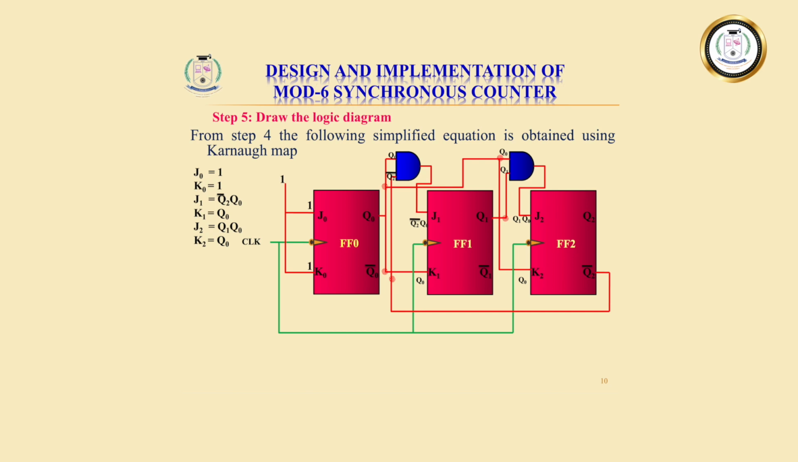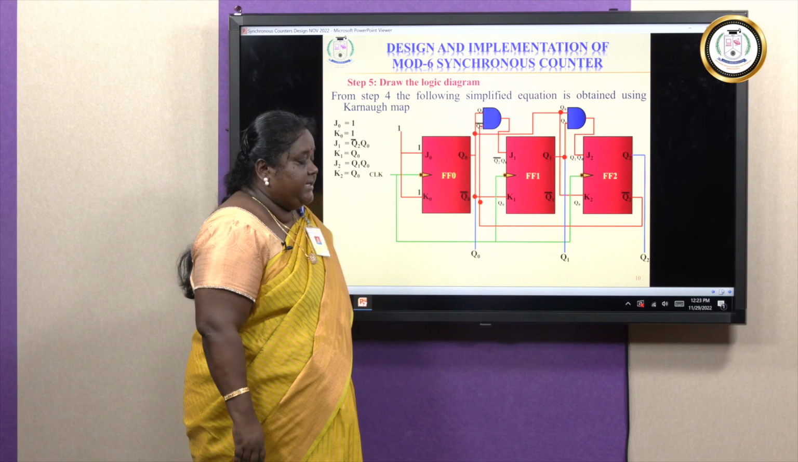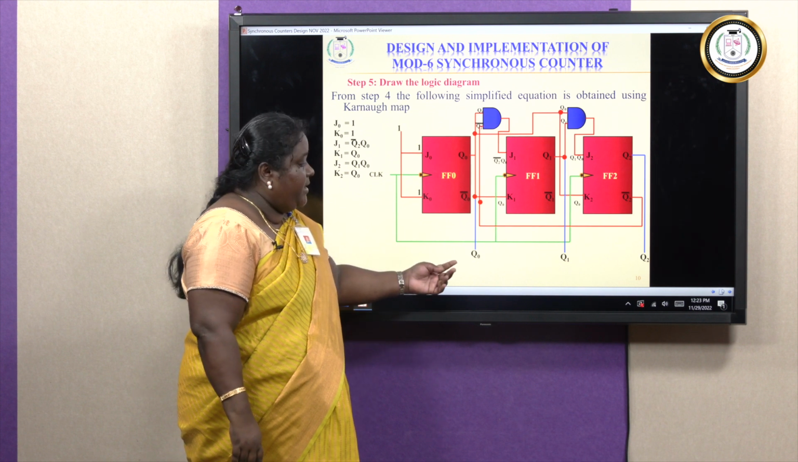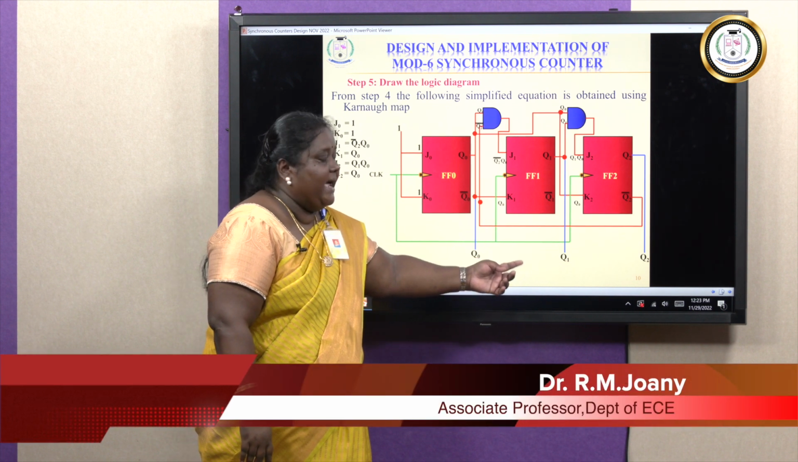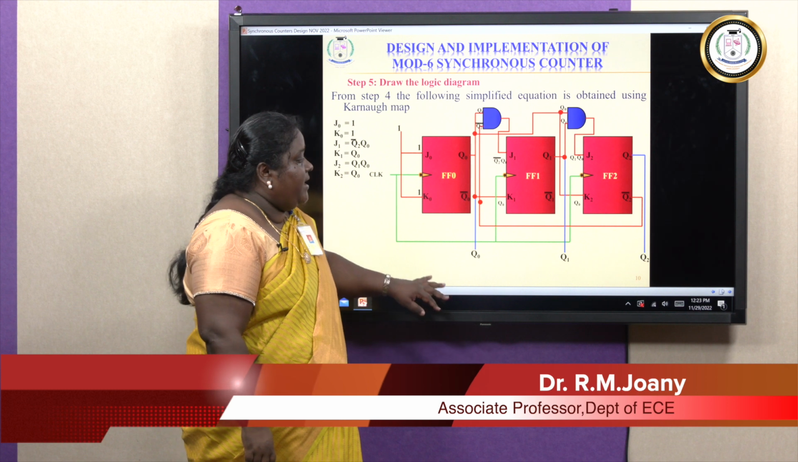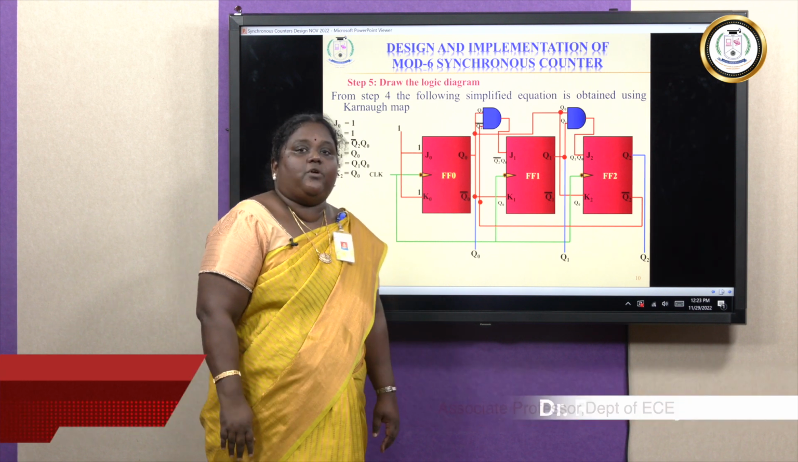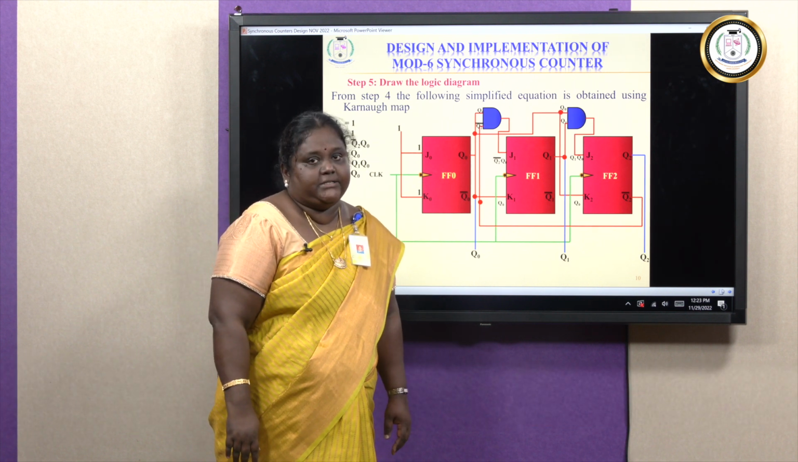Now, let us take the outputs. Let us create the nodes and take the outputs Q0, Q1 and Q2. So the outputs of this synchronous counter are going to be Q0, Q1 and Q2. Now we have completed the process of designing a synchronous counter.